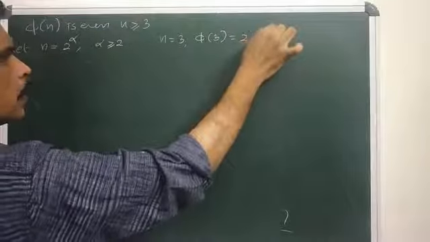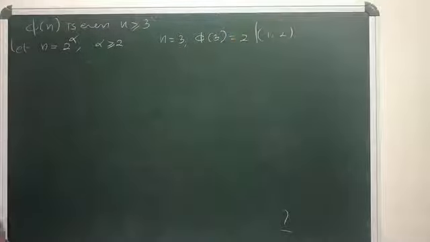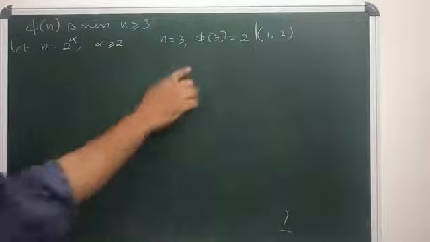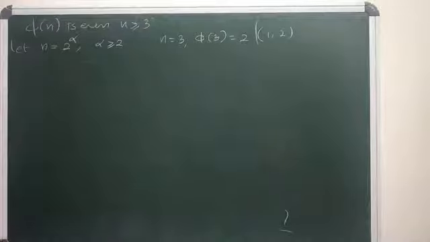Why? Because the integers which are less than 3 and prime to 3 are 1 and 2. So clearly phi of 3 is 2. 2 is an even number. So when n equals 3, the result is 2.